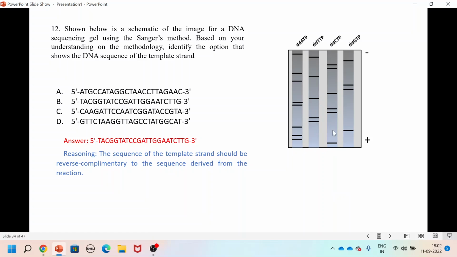So firstly, we can see that the first band which is obtained is in the lane number 3, which consists of ddCTP. So firstly, what we need to understand is that when we are reading from this lower to higher side, we are reading from the 5' end to the 3' end of the complementary sequence. But what I am asking is the DNA sequence of the template strand. So the first residue, according to this, should be C. But this C is present at what side? This C is present in the 5' end of the DNA which is getting formed.